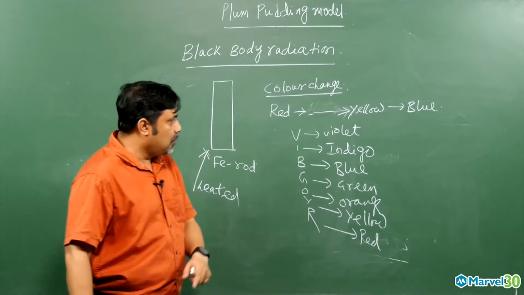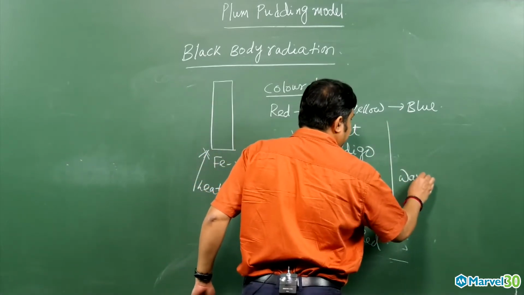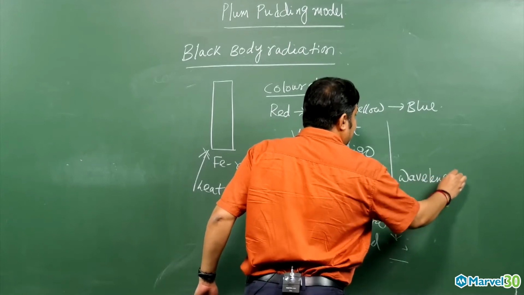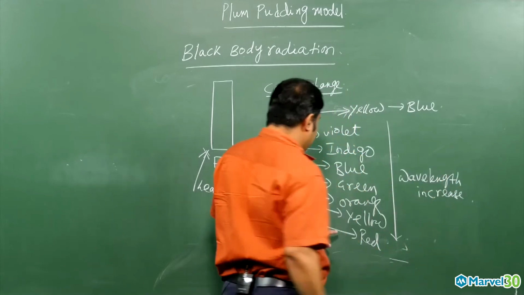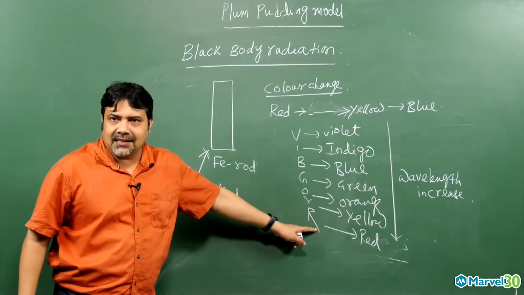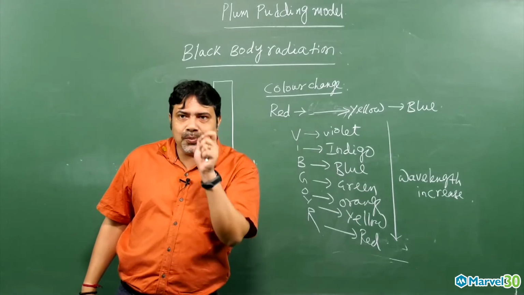And in this VIBGYOR, only one thing you have to remember: down the group, wavelength is increasing. That means the red light has the highest wavelength. The red light has the highest wavelength. That is why in a traffic signal they put a red light.